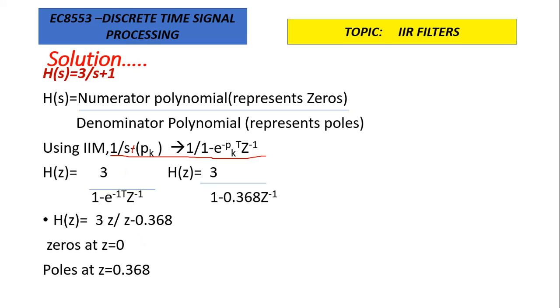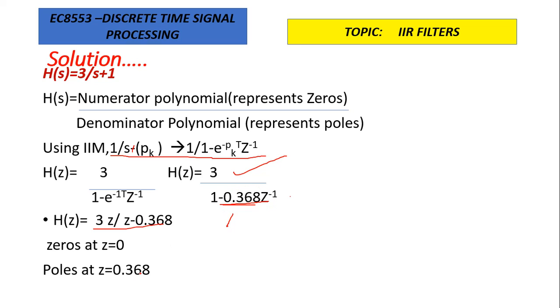So if s plus pk, 3 divided by 1 minus e power minus 1 value is 0.368 z power minus 1. So when this z power minus 1 is written as here divided by z, after solving this we can have the right hand side as 3z divided by z minus 0.368. Here the numerator represents zeros, there are no such zeros here, so zeros at z equal to 0. Pole means this should equate to 0. Equal to 0 means we will be getting 0.368 as the answer.